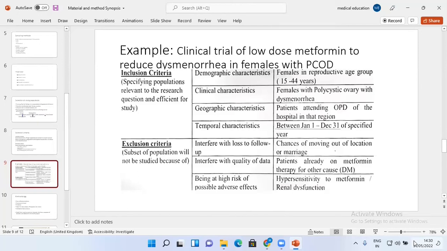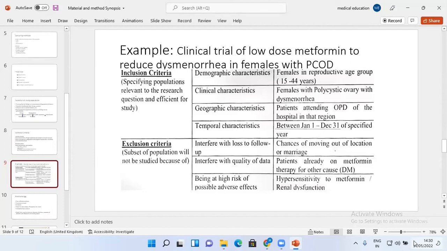Jiska follow-up nahi mil raha hai, usko you do not include. Interference with the quality of data, that is patients already on metformin therapy for some other cause like diabetes. So diabetic individuals who are on metformin should not be included in your study, and it should be included in your exclusion criteria. And being at high risk of possible adverse effects, like those who have hypersensitivity to metformin, or those who are suffering from renal dysfunction, should not be included in your study. Okay, so these are your exclusion criteria.